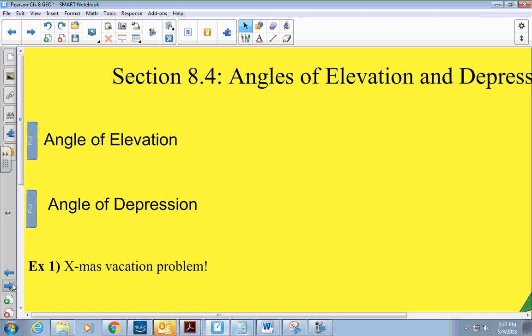Okay. Turn the page. Turn the page. We're going to go angle of elevation and angle of depression. Remember, we're doing 2 sections today, 8-4. So we're on page 26. Page 26 in your packet.